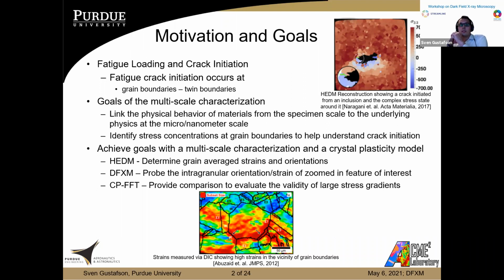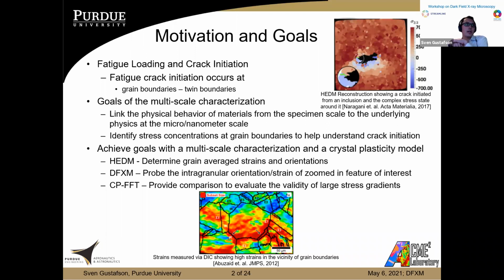And the goals of this characterization were to take the physical behavior at the specimen scale that we see to the underlying physics at the micro and the nanometer scale with dark field. And from this, we will try to identify stress concentrations and gradients at these grain boundaries to help understand the phenomenon of crack initiation. To achieve this, we used three different tools.